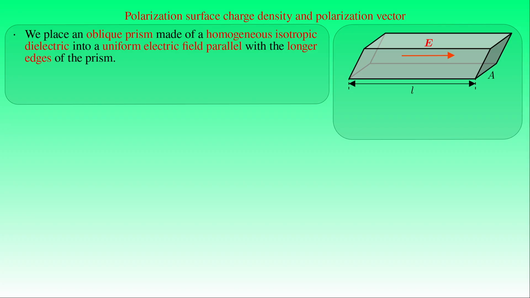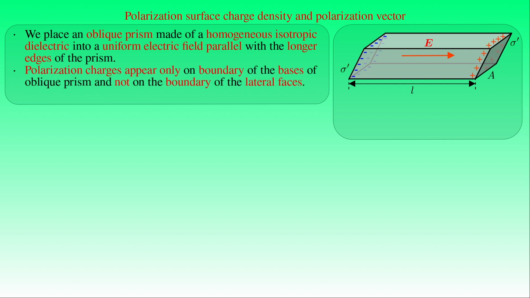Here the length of the lateral edges is denoted by L, and A is the area of the bases of the oblique prism, parallel to each other. In the electric field, polarization charges appear over the boundaries of the bases that can be described by the sigma prime surface charge density. Since the displacement of charges inside the dielectric occurs parallel with the lateral faces of the oblique prism, no polarization charges are induced over the surface boundaries of these faces.